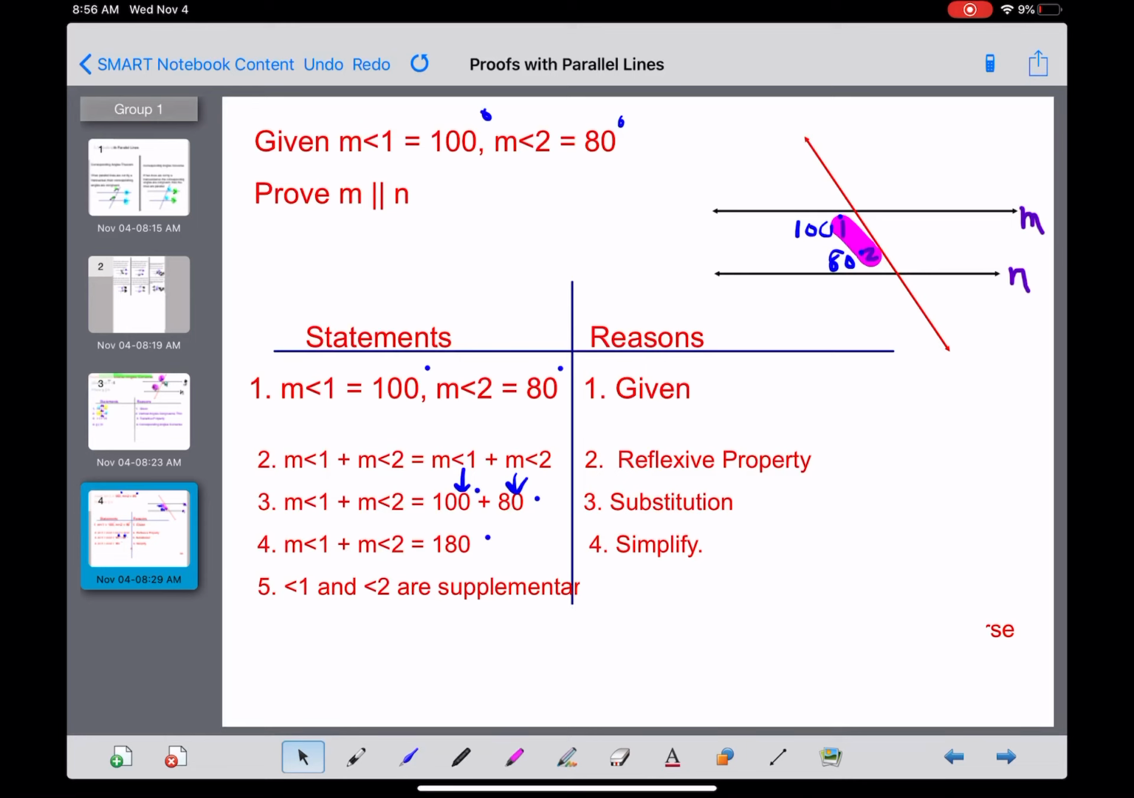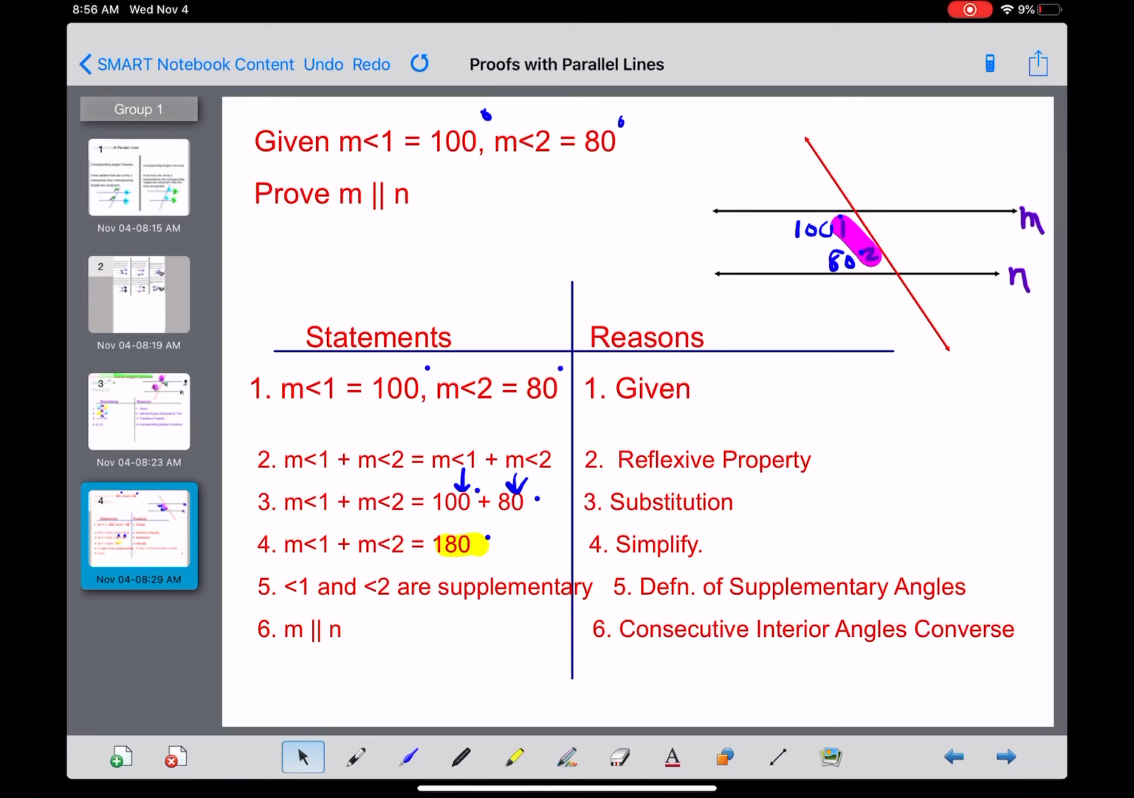I can say that angle 1 and angle 2 are supplementary to each other because I just showed that they equal 180 degrees. So that is by our definition of supplementary angles. Since I showed angle 1 and angle 2 are supplementary, I can now state that line M is parallel to N, and that is our consecutive interior angles converse.